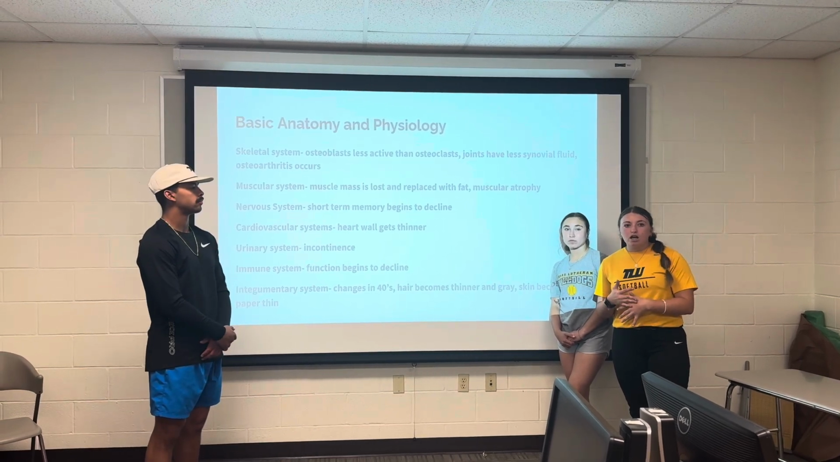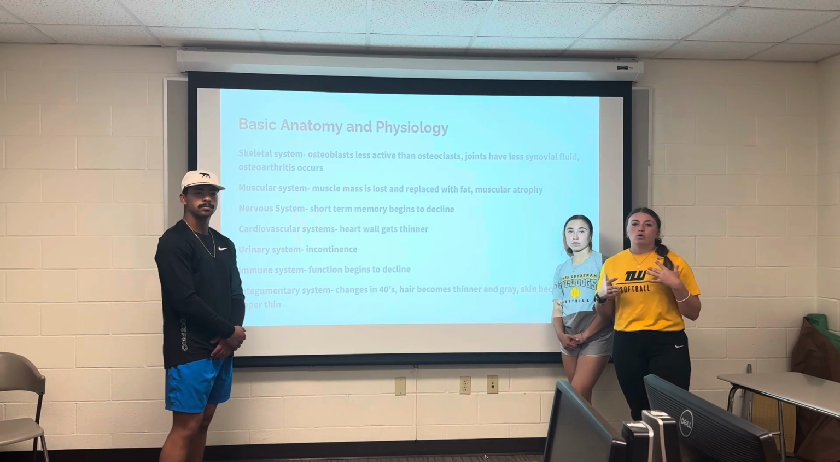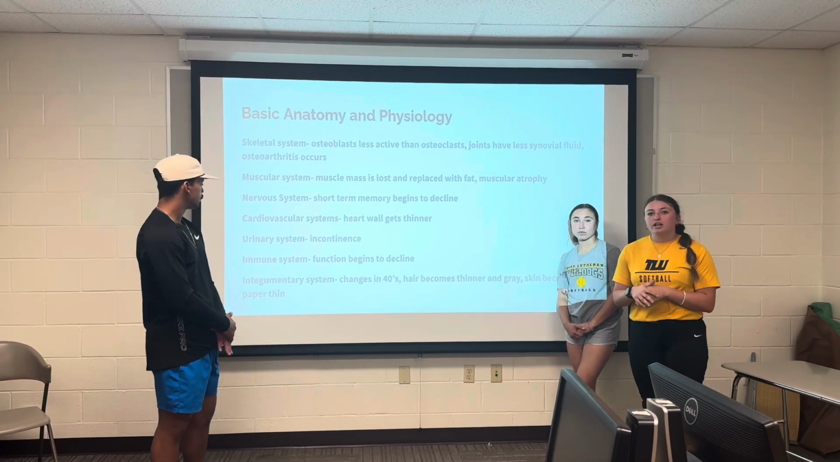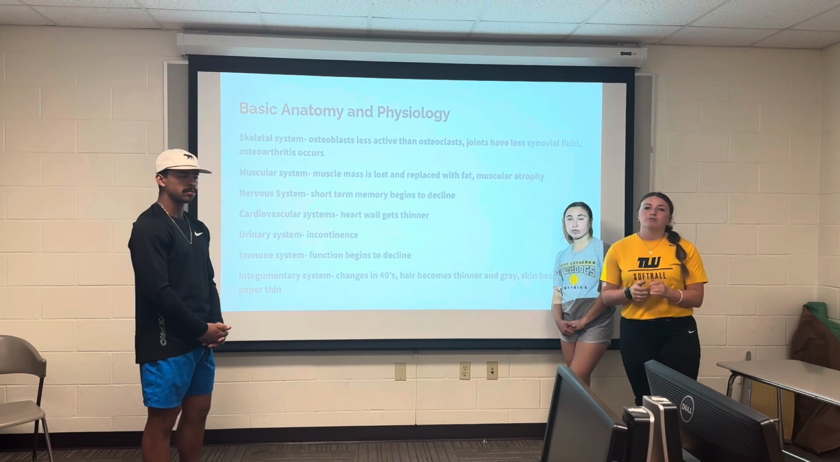In the immune system, the function begins to decline. You start to lose your leukocytes and lymphocytes. In your integumentary system, that'll change around your 40s. Your hair will become thinner and gray, and then your skin will become paper thin.